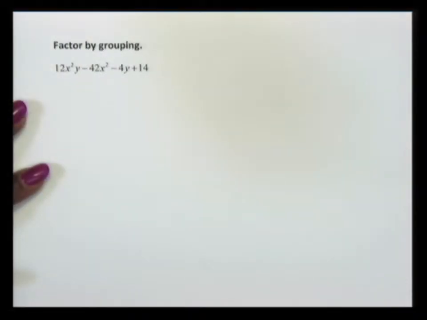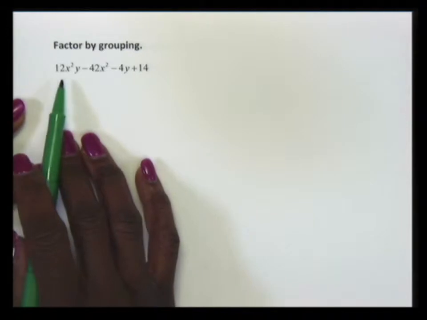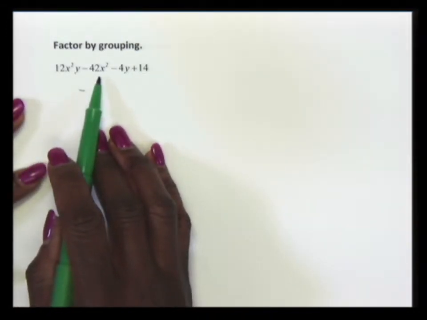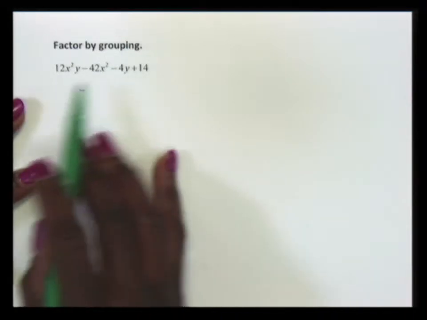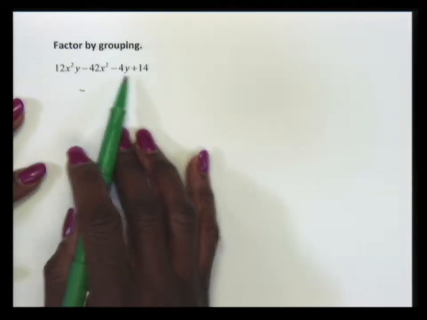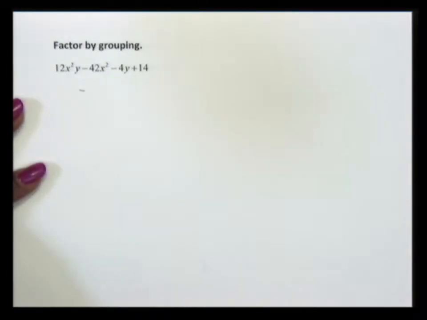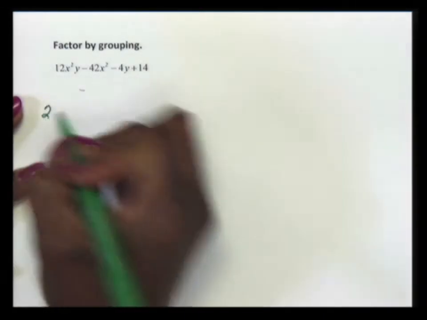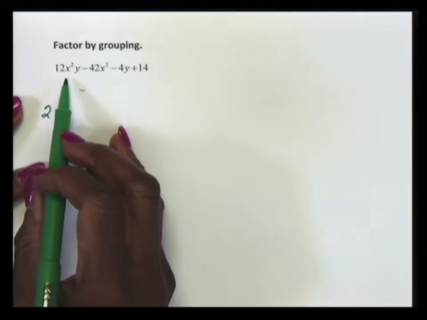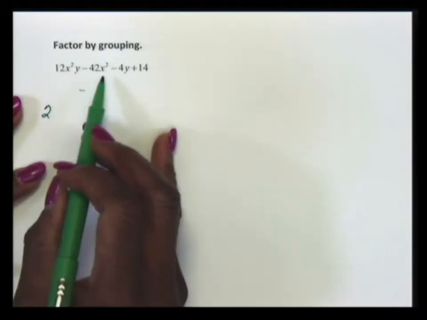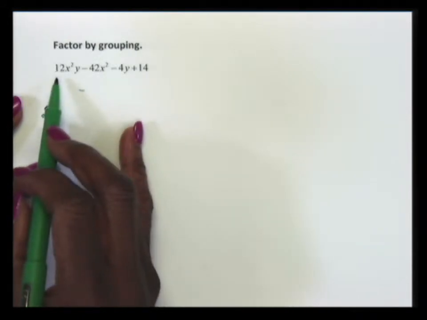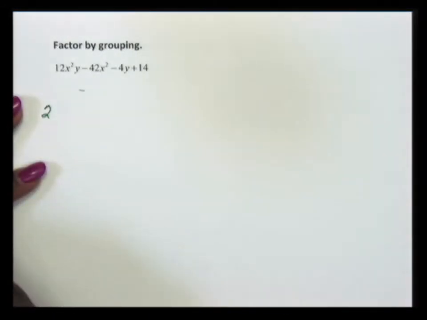In this example, we have the 4 terms. When we look at the 4 terms, we have the 12x squared y minus 42x squared minus 4y plus 14. All of our numbers are even, which means that they're all divisible by 2. So we can factor out a 2 from each one of our terms. Only 2 of our terms have x squares and only 2 of our terms have a y. So neither of the variables is part of our greatest common factor.